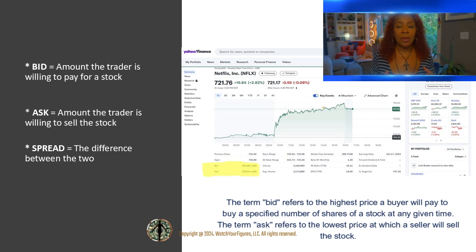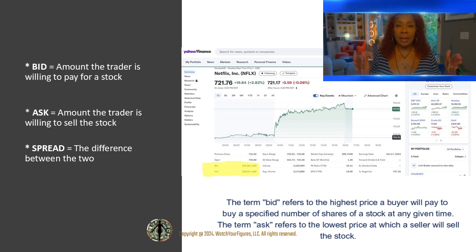Okay. Now what you would do is you would look at the bid and the ask, because if you do a limit, they want you to be between the bid and the ask. The bid is the amount the trader is willing to pay for a stock. And then your ask is the amount the trader is willing to sell a stock. How I remember that is, I always have little awkward ways I remember things. I look at ask with the S in there, it's like sell. So I know that the ask is what they're willing to sell the stock for, right? So I would think that bid is buy. And then a spread is the difference between the two.